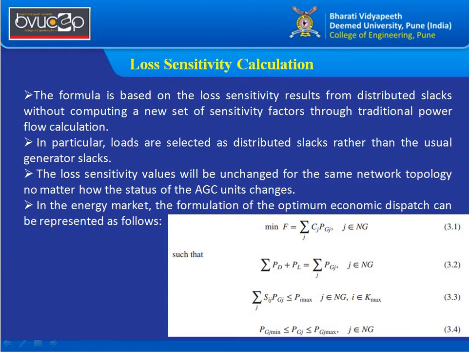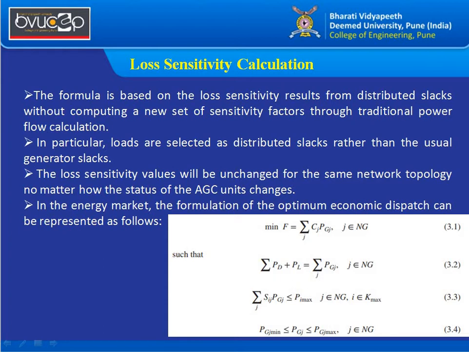So we can see that we usually use the generator slack, but here we are going to use the distributed slack for the loads. So the loss sensitivity values will be unchanged no matter how much the status of the AGC unit changes. Now this AGC control is going to be very important because certain changes are made in this AGC control so that the power flow is maintained.